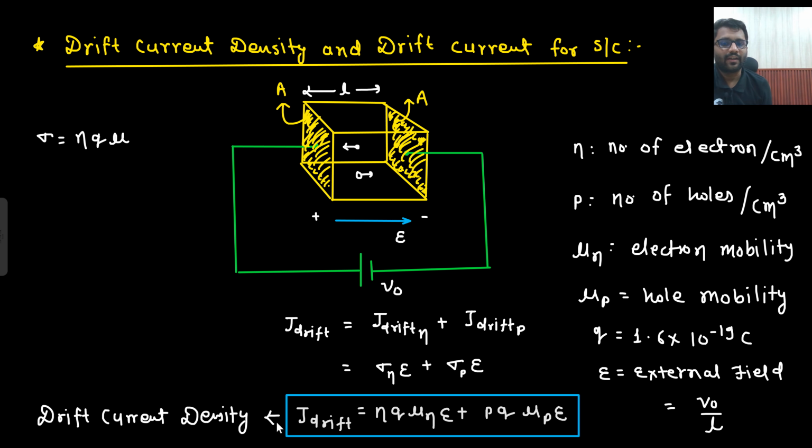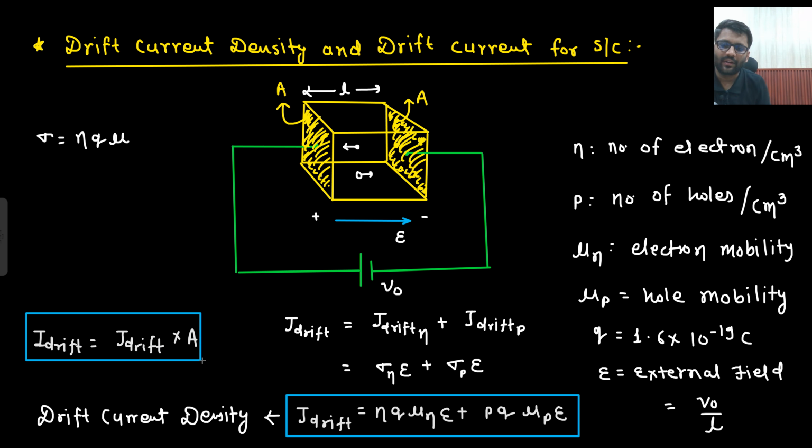Now if I want the drift current, what will be the formula? J drift multiplied with the cross-section area, there you go. This will be your drift current, and this is your drift current density. Don't worry, these formulas will come again and again. Don't feel like, sir, how will I be able to remember. You will be able to remember, don't worry about that.